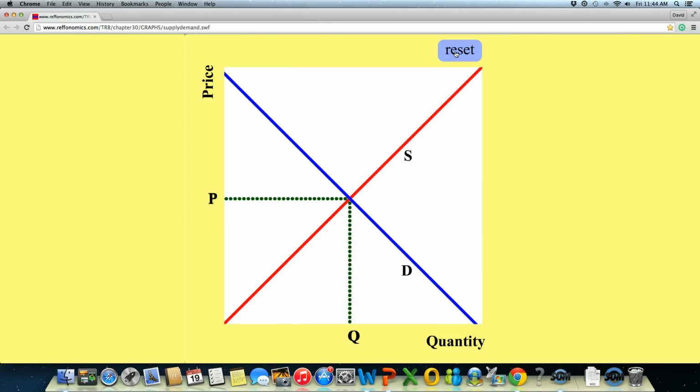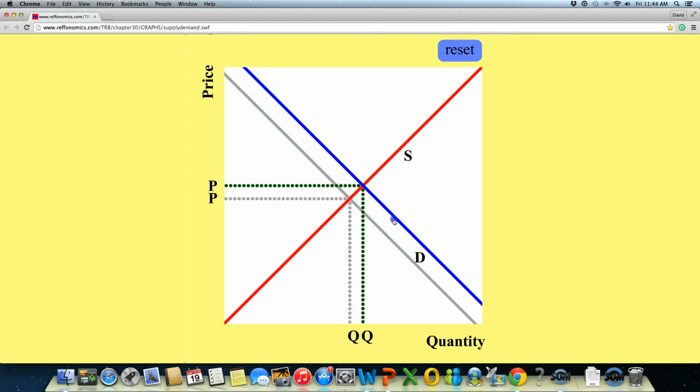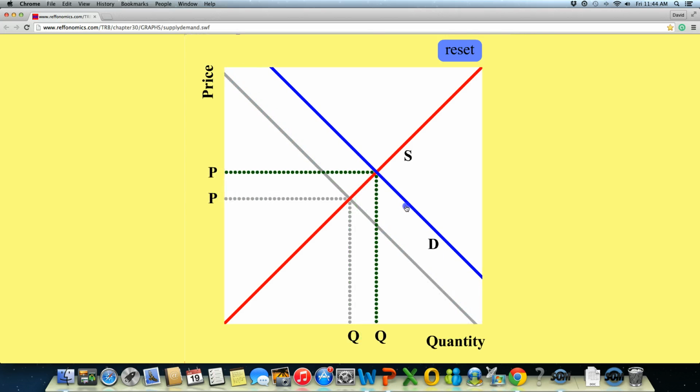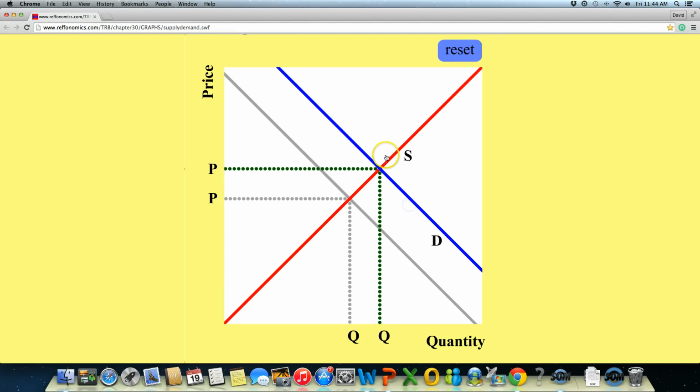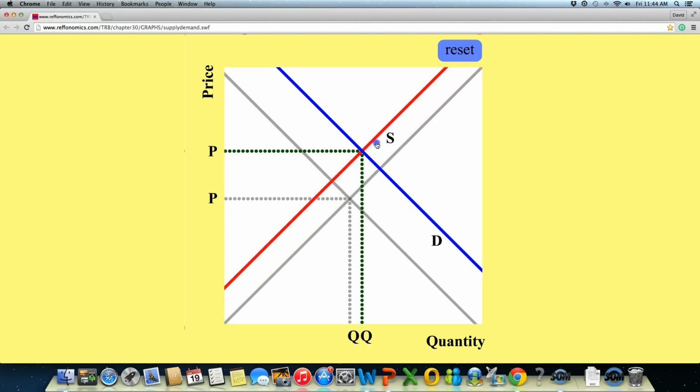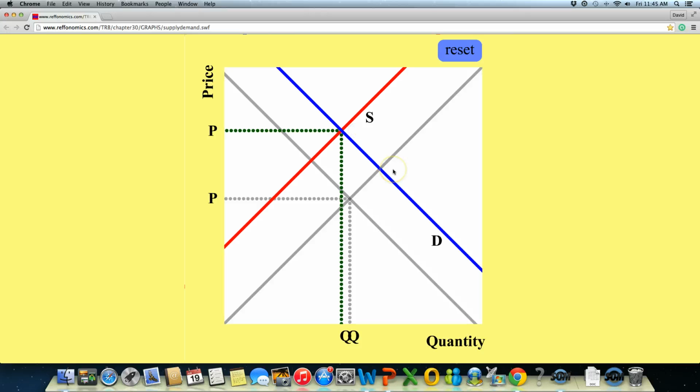All right, so let's look at another scenario here. Let's see what happens if we have an increase in demand and a decrease in supply. So let's look at price. We increase demand, you can see that price is going up. If we decrease supply, we can see price is going up. So we know that equilibrium price is going to be going up in that scenario.